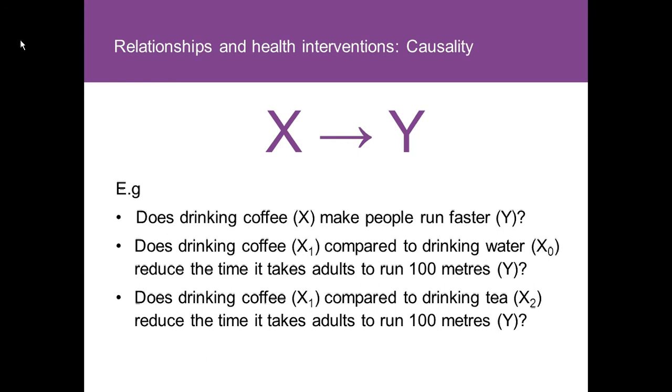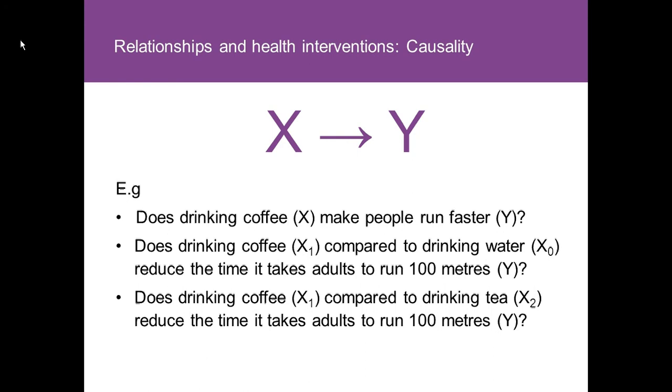What we're really asking you to do in addressing this question is make a statement about the causal link between your intervention and an outcome. So here we have some fictitious examples that we'll use to help explain these concepts in this video. So, does drinking coffee X make people run faster? Y.